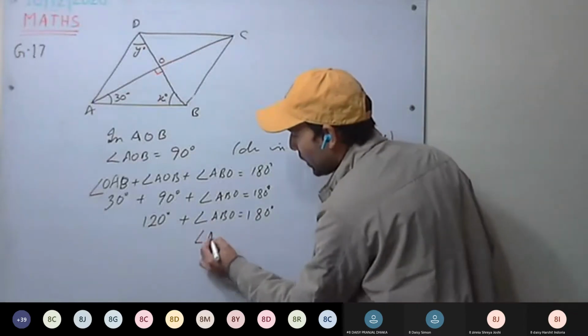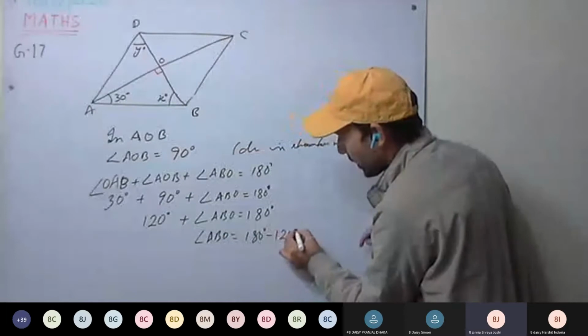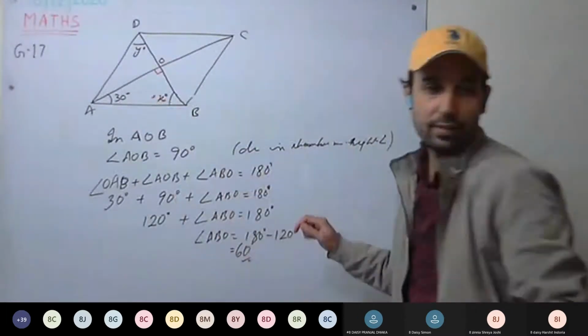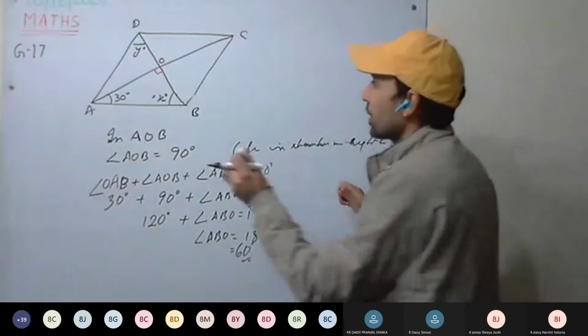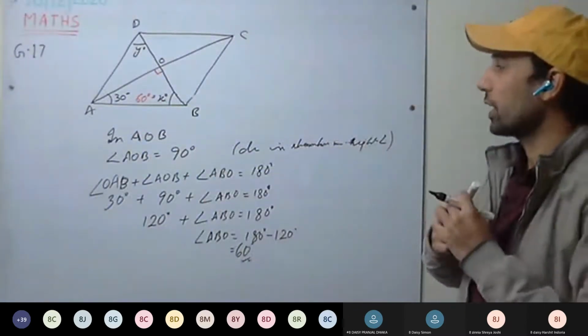So it is 120 degree plus angle ABO equal to 180 degree. So angle ABO equal to 180 minus 120 degree, 60 degree. So this angle we got as 60 degree. Okay. Now how to calculate y degree?